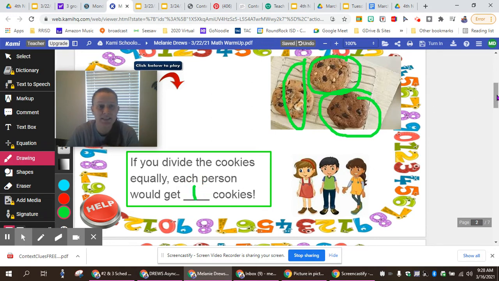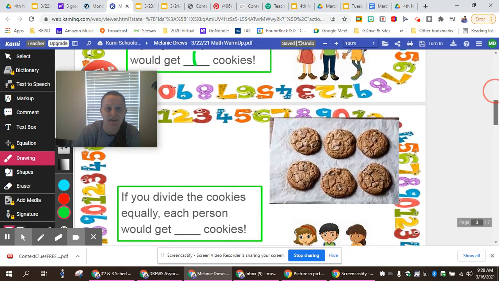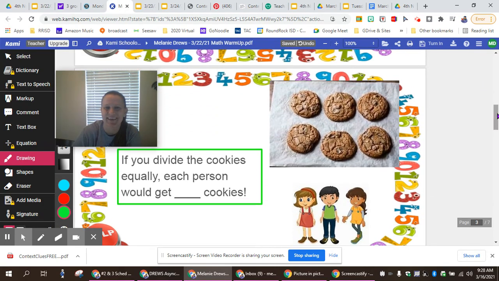And these we're doing together, so of course you can fill in yours to show your teachers that you were with me and show me that you're with me too. We're going to do one more together. So now we've got 6 cookies.